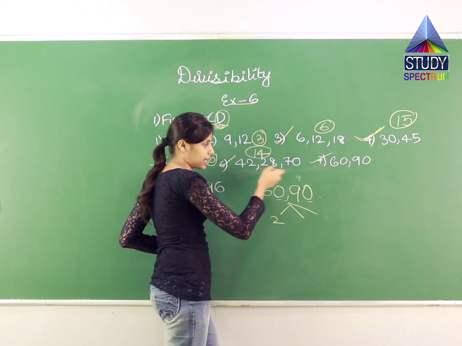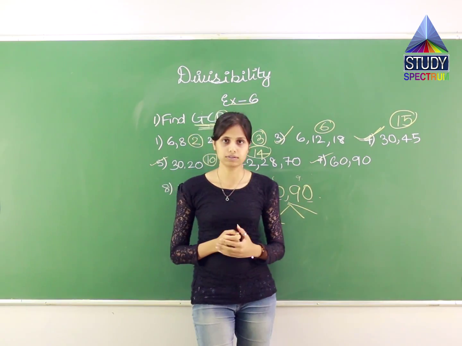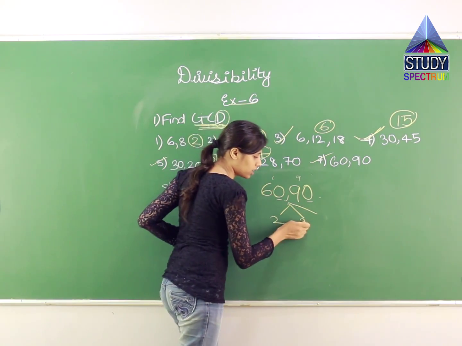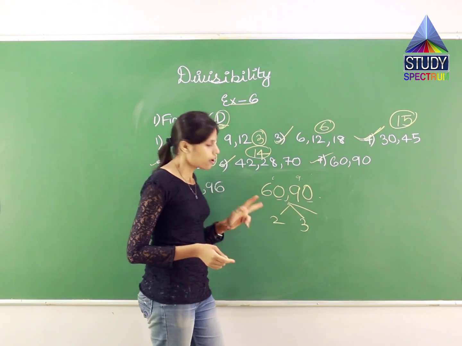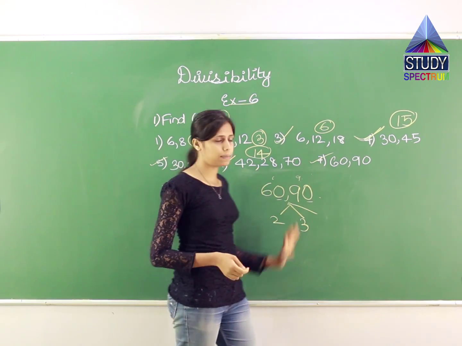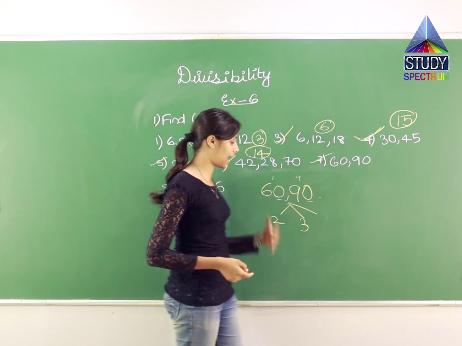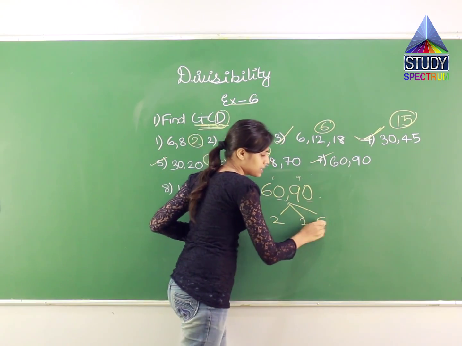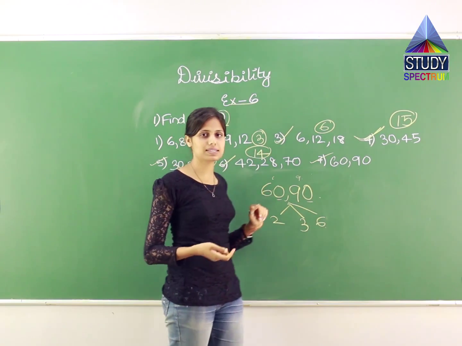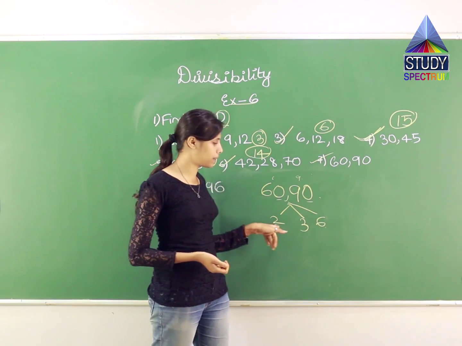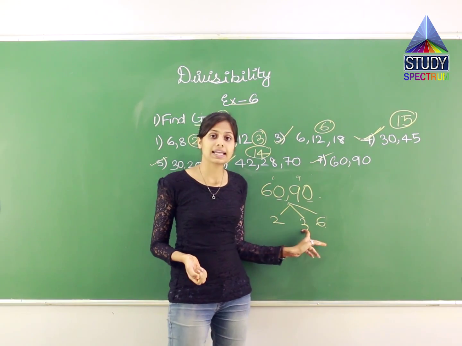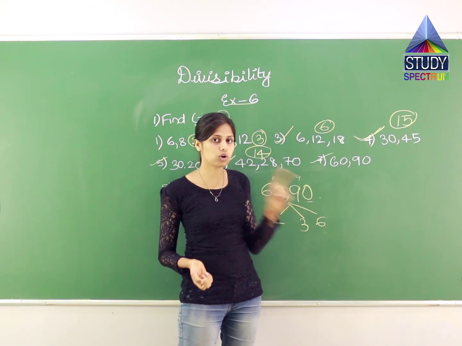6 is divisible by 3 and 9 is also divisible by 3. So I can say that both the numbers are divisible by 3. When both the numbers are divisible by 2 and 3, it has to be divisible by what, 6. The test of divisibility by 6 is, if a number is divisible by 2 and 3, then it will be divisible by 6, not only 1.